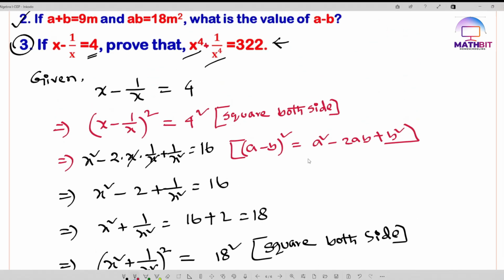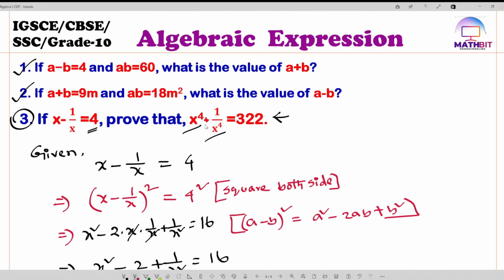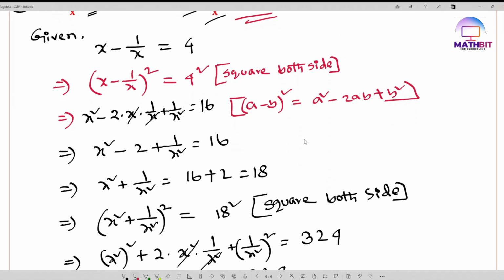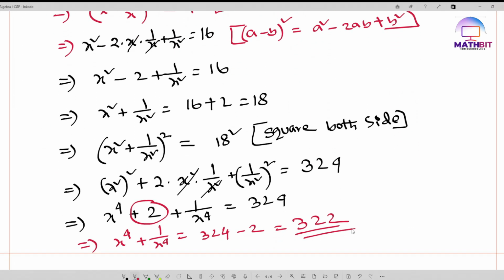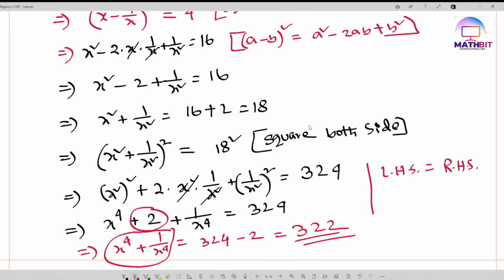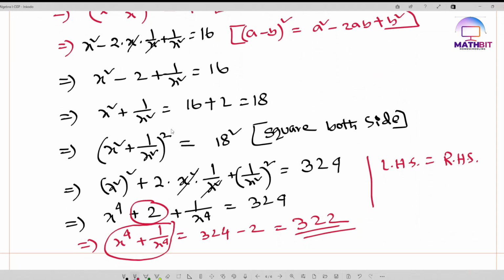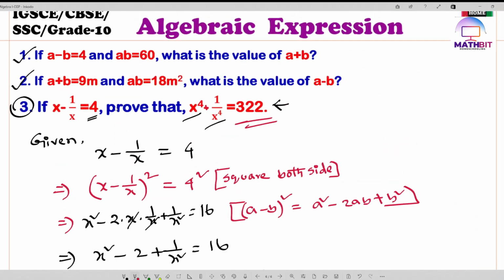Now look, the question is x to the power 4 plus 1 by x to the power 4 equals 322, and we already got this 322, and the left side is x to the power 4 plus 1 by x to the power 4. So we can write left hand side equals right hand side, and hence it is proven. Okay, so this is our math.